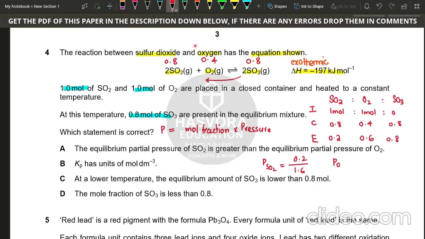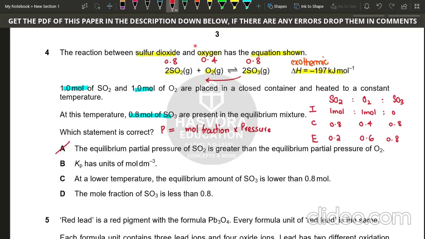Now let's check for the O2. It will be 0.6 divided by 1.6. Now you can clearly see that the O2 partial pressure will be more, so this statement is actually incorrect. Now the B part says that Kp has units of mol dm^-3.